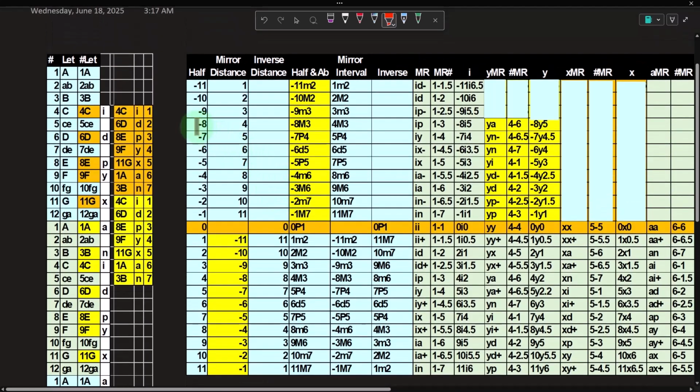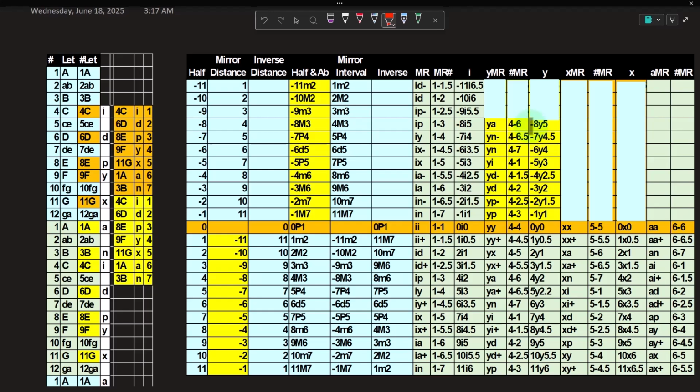What do we do instead? Well, negative 8 minus 12 would be 3 forward, which would be 4 forward, which would be a major third. Therefore, a major third could be 4 forward or 8 backwards. It would be better to say it would be a YA modal range, a 4-6 modal range.